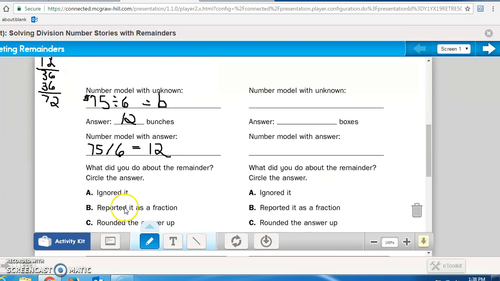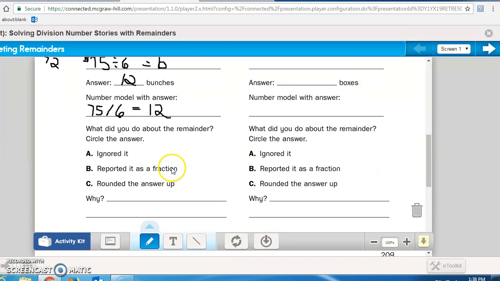What did I do with the remainder? Well, I can't report it as a fraction, or I could, and I'm not going to round up the answer. I'm going to ignore it. Why? Because the $3 left isn't enough to buy another bunch. So that's what you'd write: $3 is not enough to buy another bunch.